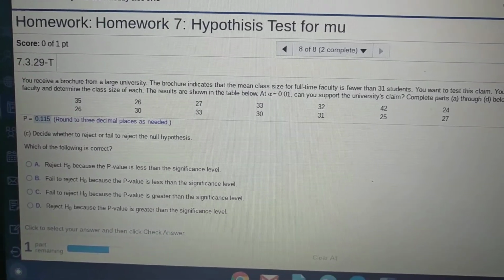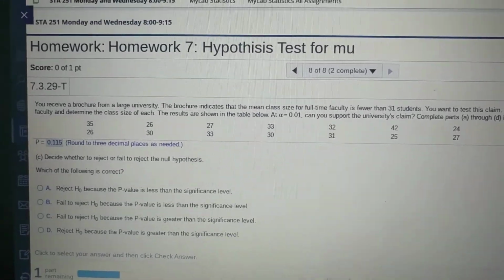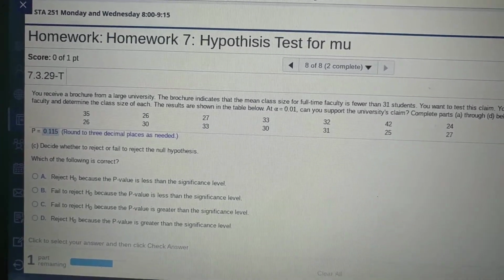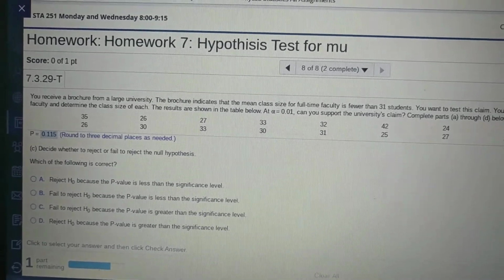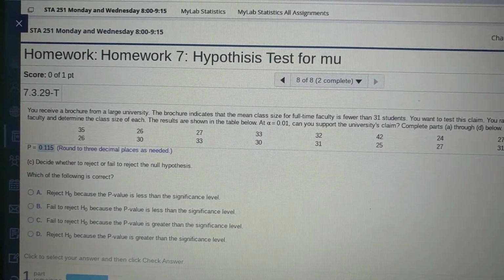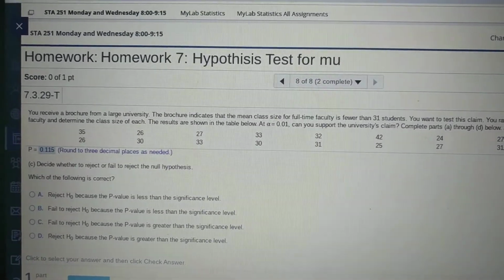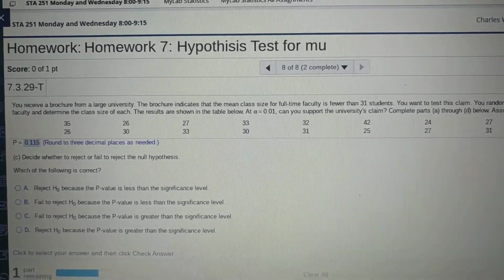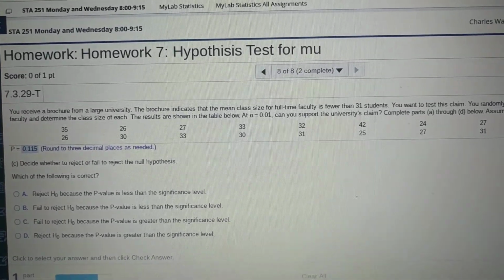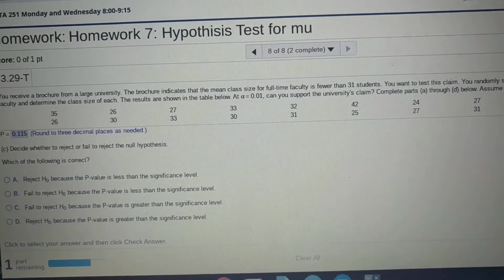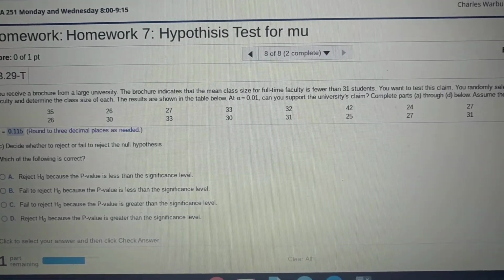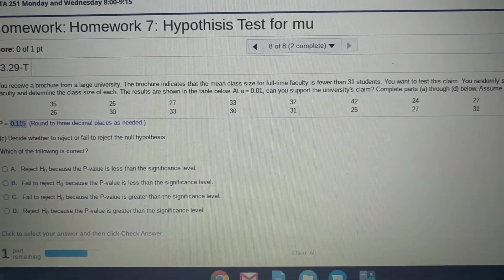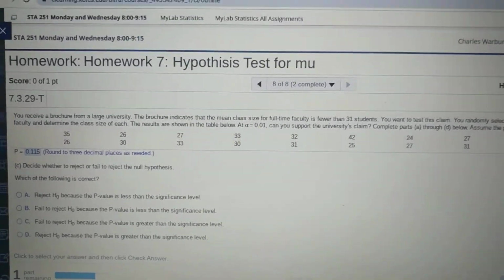So how do we know whether or not to reject or fail to reject the null hypothesis with a p-value? In case you missed it from last video, our p-value was 0.115. We compare it with the alpha value. If p is less than alpha, reject the null hypothesis. If the p-value is greater than alpha, fail to reject the null hypothesis. So let's see what we got.